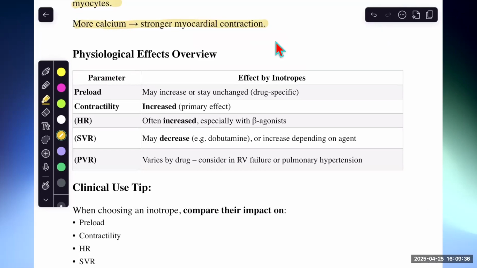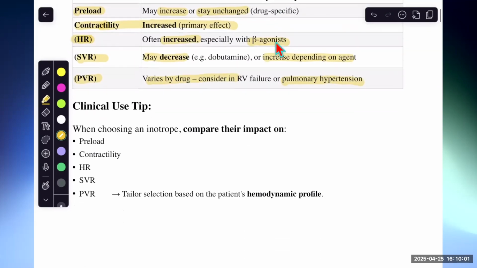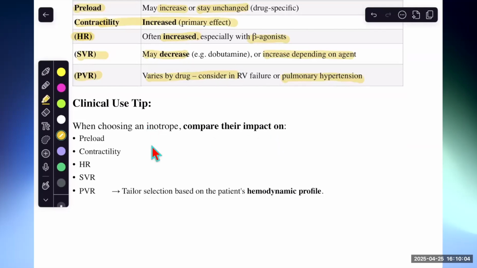As we just said, physiological effect overview. Okay, the preload may increase, may stay unchanged. Contractility is the primary effect; it's always increasing. Heart rate usually increases, especially with beta agonists. SVR may decrease, may increase. PVR may decrease, may increase. Okay? Fine. The other thing, when choosing inotropes, compare their impact on the preload, the contractility, the heart rate, SVR, PVR, and tailor selection based upon the patient's hemodynamic profile.